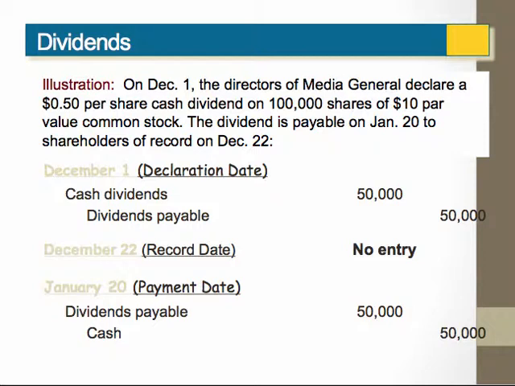When we pay out the dividend on January 20th, we would show that we no longer owe for the cash dividend of $50,000 by doing a debit. We would then credit cash for $50,000 to reflect the cash that had been paid out.